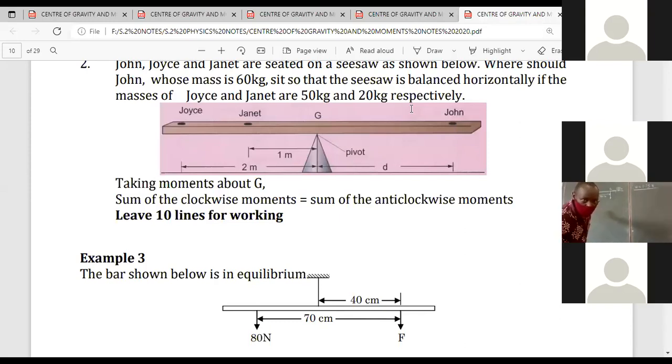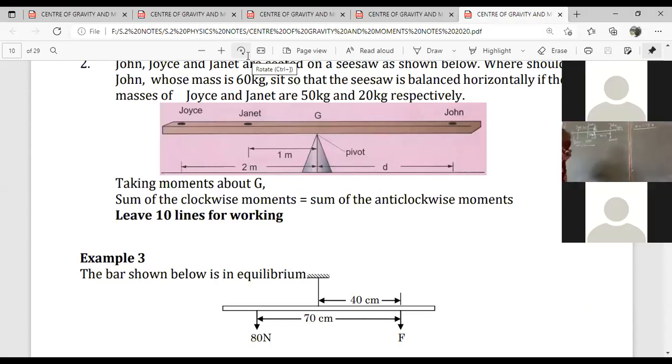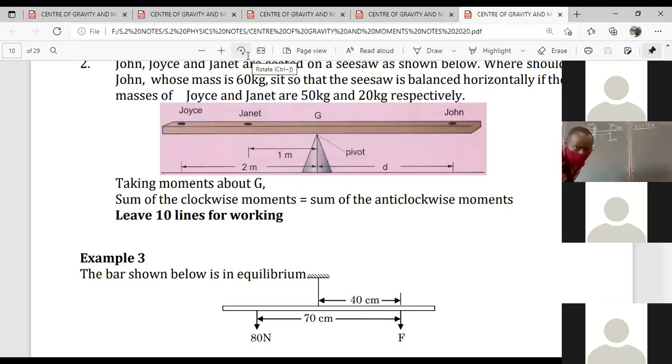John is here. Janet. And the first one, Joyce, is 500 newtons. Okay, so what are we finding? That is D. Where should John sit?